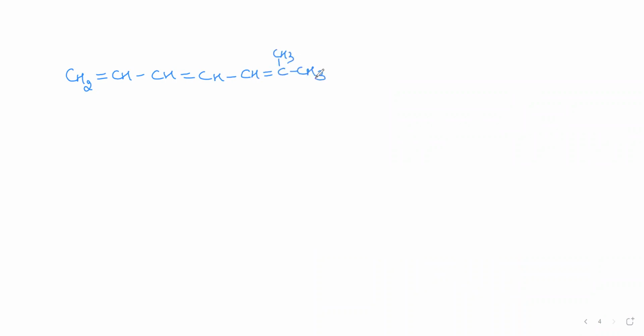Again, this is an unsymmetrical triene. Numbering will start from here. How many geometrical isomers here?